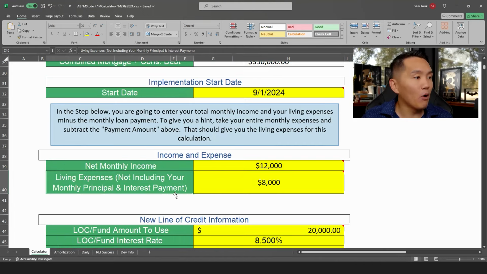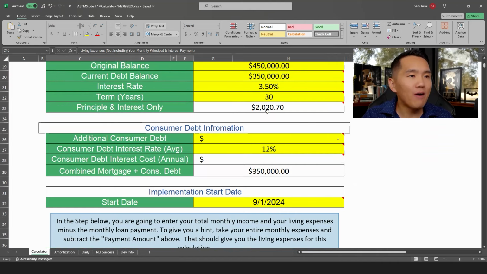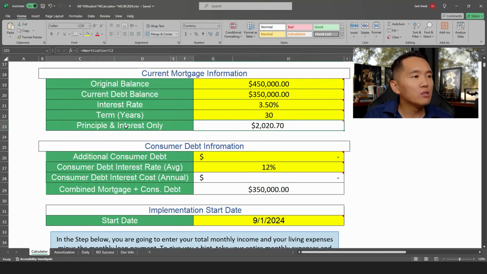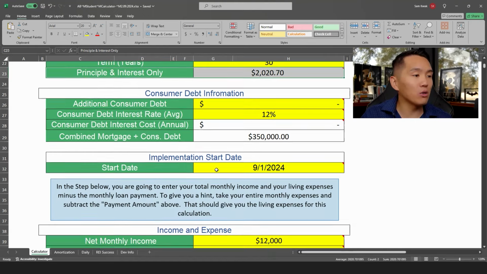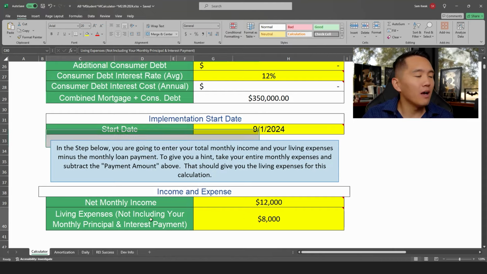Right below that is the living expenses, which should not include your monthly principal and interest. The reason why is that the calculator is already factoring this in as a cash outlay, and I'll show you in a bit how that's being treated by the calculator. So $12,000 net monthly income, $8,000 is purely living expenses, and again, for transparency purposes, that should also include your property taxes as well as your insurance escrow. Knowing that this only calculates P&I, it's only fair and accurate to add the escrow payments as an expense under the living expenses as well.